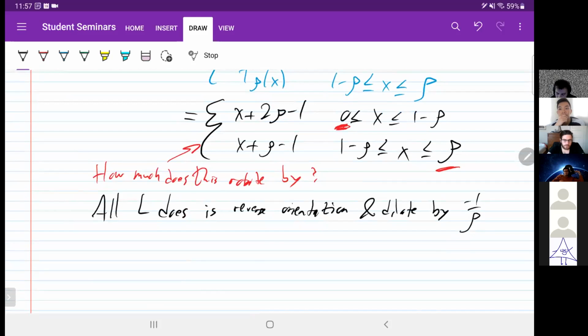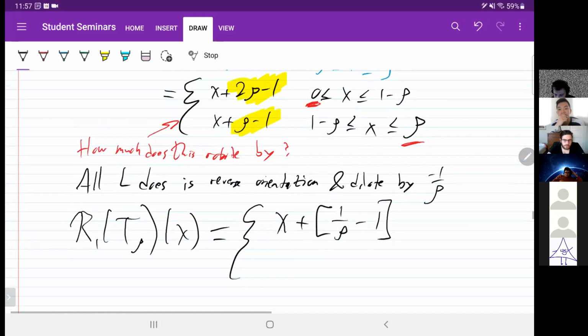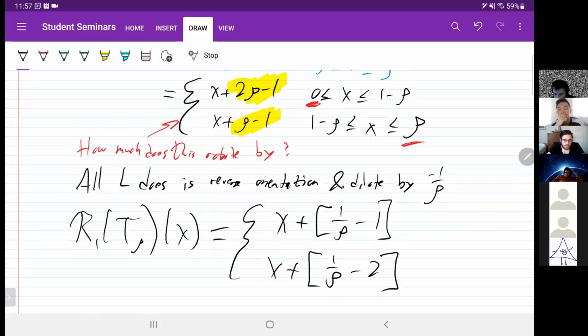If I conjugate by this, I claim it doesn't actually affect the x's at all. All it does is multiply these numbers by -1/rho, and it switches the order of these two cases because it's reversing orientation. The case on the bottom, which was the case on the right, becomes the case on the left, so it goes on top. So the renormalization of t rho of x becomes x plus, on the bottom case, multiplying by -1/rho, 1/rho minus 1. On the top, multiplying by -1/rho, x plus 1/rho minus 2.